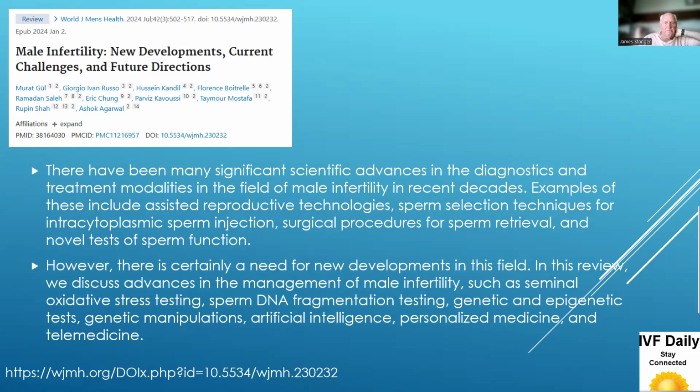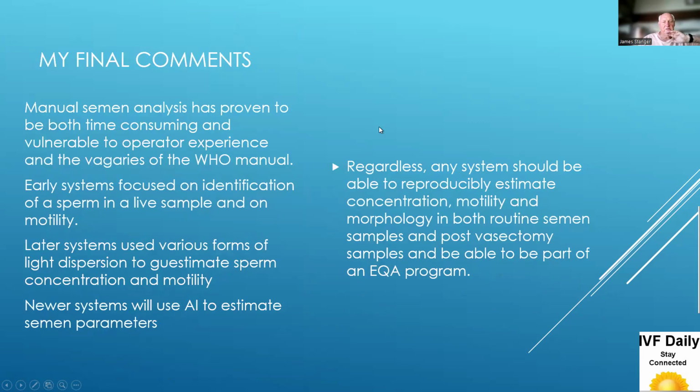In the review, which I think is open access, they will discuss advances in the management of male infertility, such as seminal oxidative stress testing, sperm DNA fragmentation, genetic and epigenetic tests, and genetic manipulations. But they're talking really about using AI to transform semen analysis to better understand male infertility.